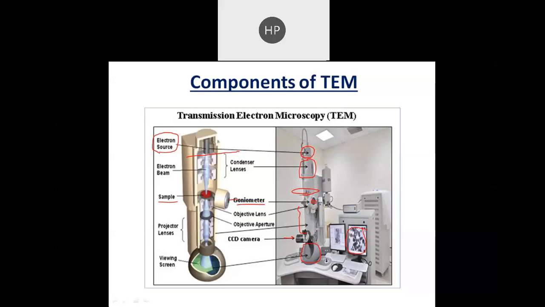So in that one, whatever reflected electrons are detected will be considered, while here whatever transmitted electrons there are will be considered for the image producing system. That's why it is known as a transmission electron microscope, because it transmits the electrons, and whatever transmitted electrons there are are used to form an image.